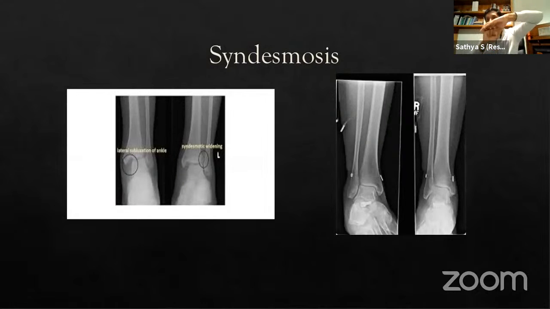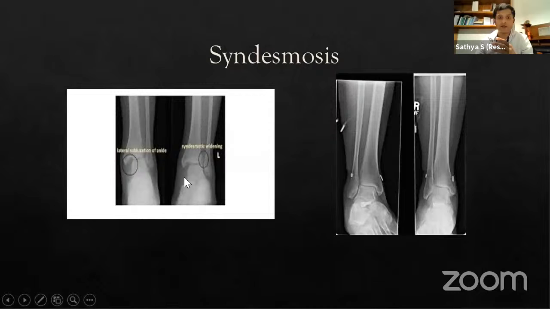This is also called a high ankle sprain. If a person rolls their ankle and has some specific swelling above the ankle, then you can rule out a syndesmosis injury. Here is an injury that is shown, how the injury looks in real time.